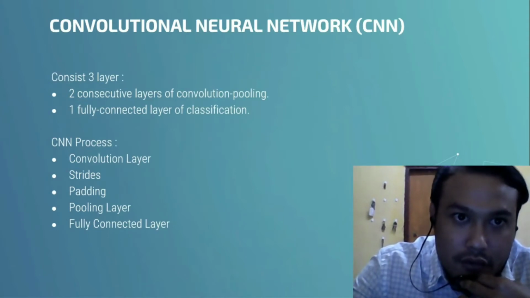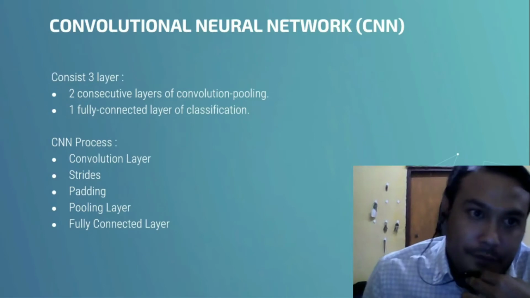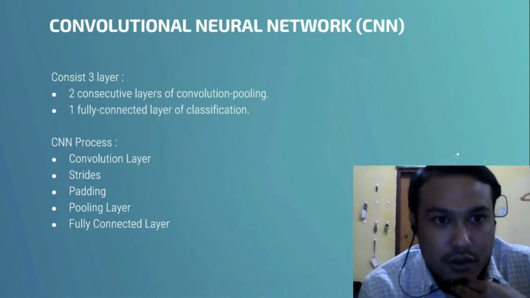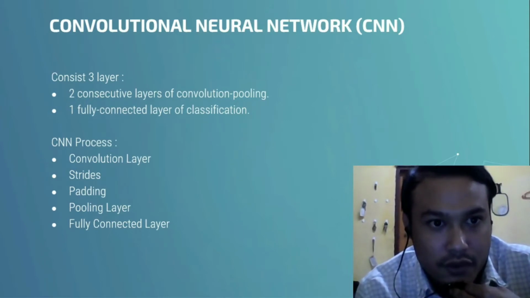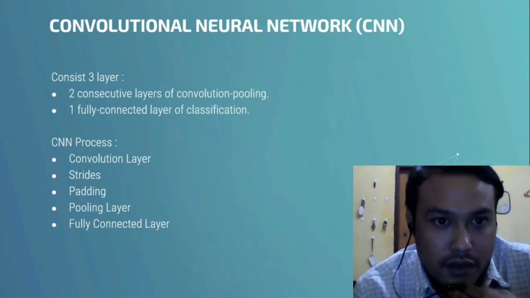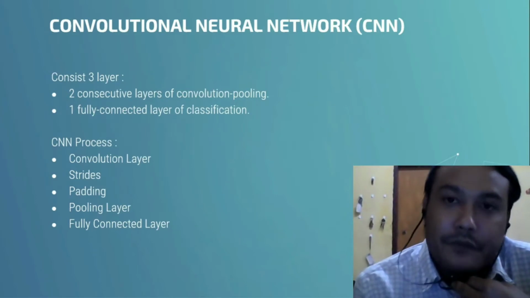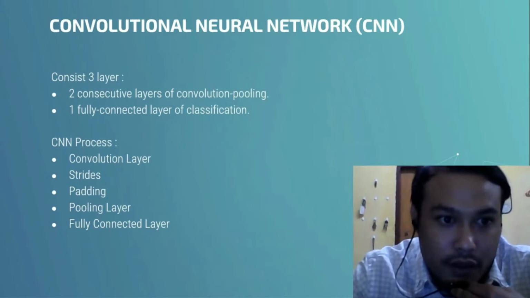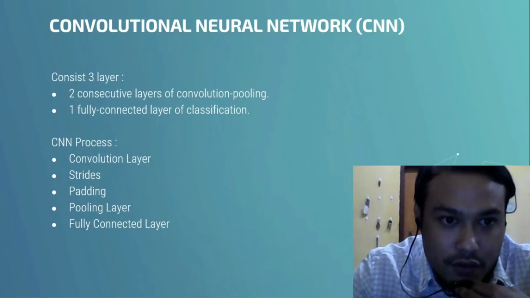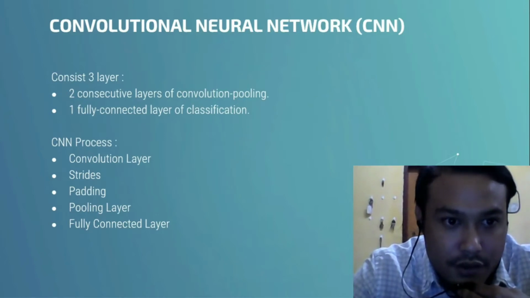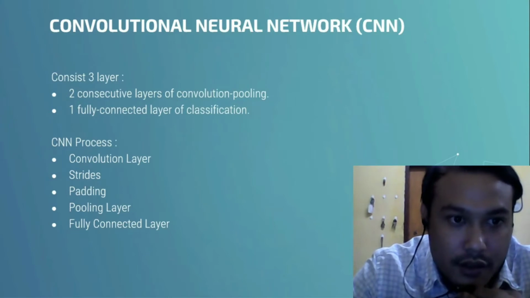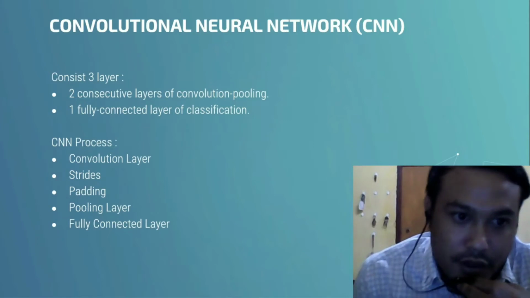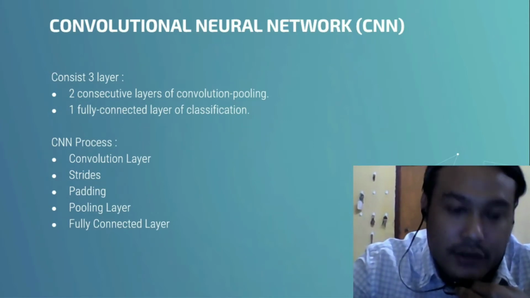A convolutional neural network consists of three layers: two consecutive layers of convolution and pooling, and one fully connected layer for classification. The CNN process has five types. The first is the convolution layer. Second is the stride. The third process is the padding. Next is the pooling layer, and lastly the fully connected layer.